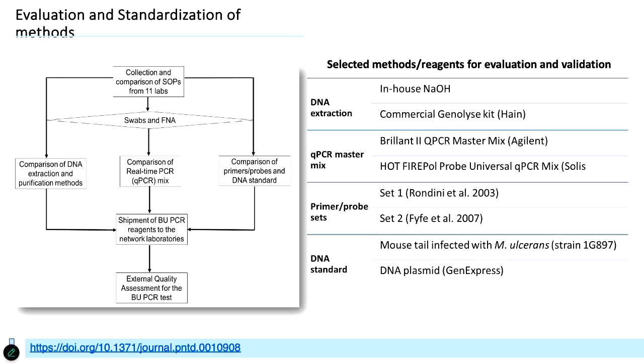So from a comparative analysis, from literature review, we stumbled on the Brilliant 2 and the Hot Fire Pol Probe master mix for evaluation. We did the same thing by selecting 2 sets of the primers and the probes. And of course, for the DNA standard, we selected the M. ulcerans infected mouse tail and the DNA plasmid. So with these, we performed the PCR tests using the DNA extraction methods. The PCRs, we used the primers and the probes, and then we did other tests with the DNA standards.